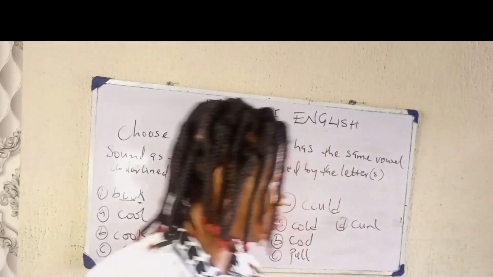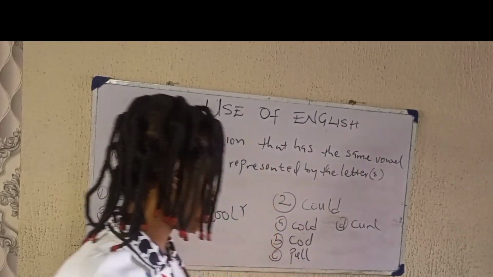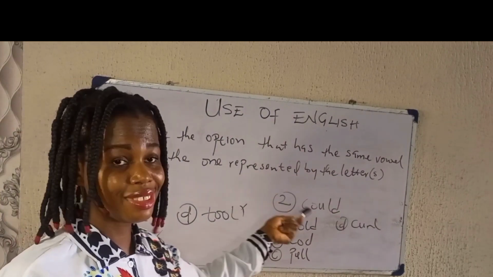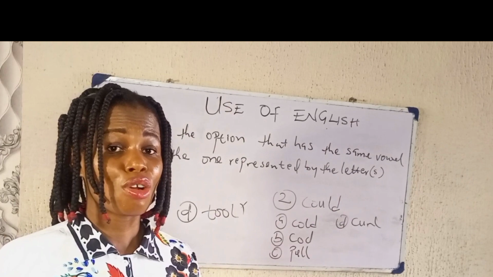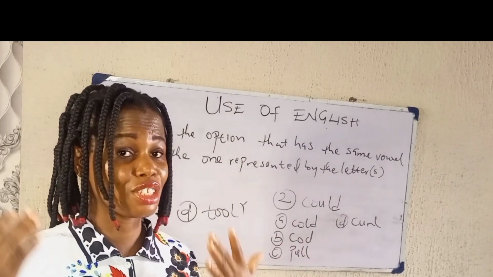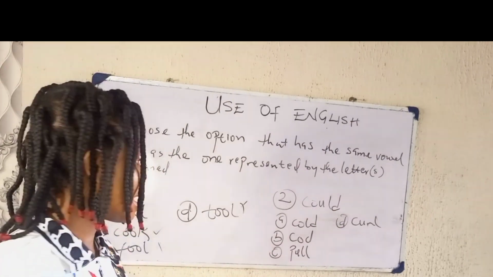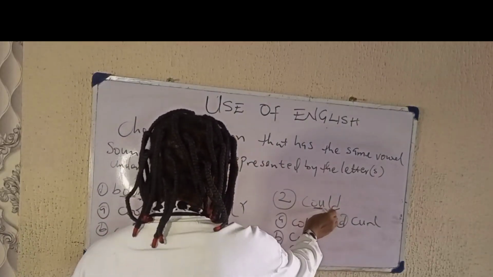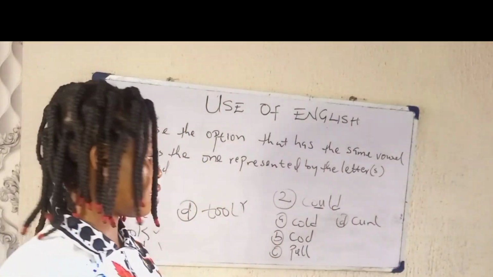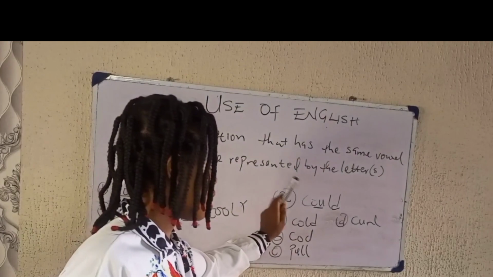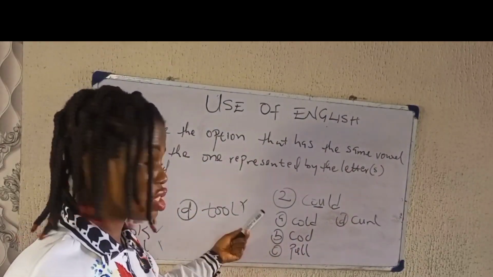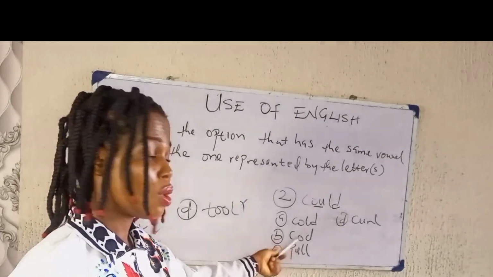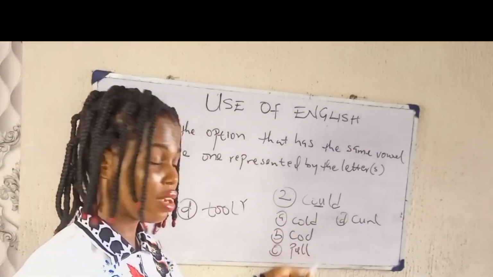The second question is from WASSCE past questions. We have could. I told you that these three past modal auxiliary verbs, could, would, and should, contain the short o sound in the position of ou. So this word contains the short o sound. Let's look at the options. We have cold, which is incorrect. Option B, we have caught, which is incorrect.